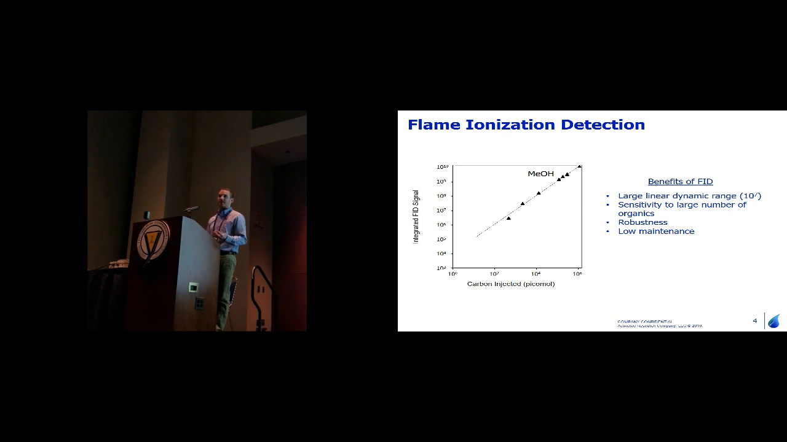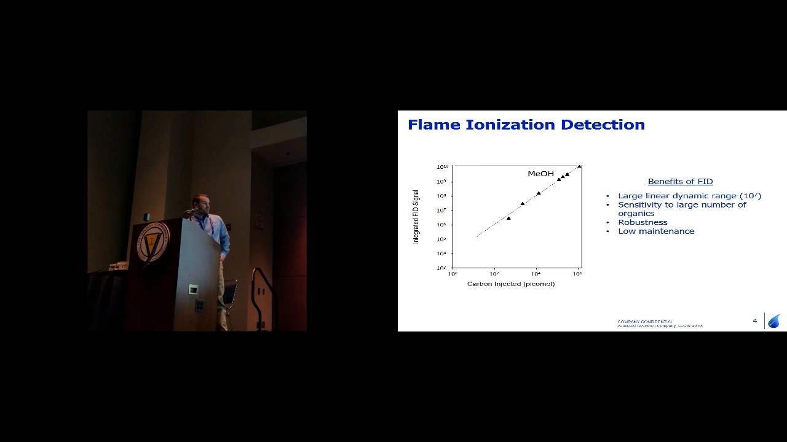This is the most widely used detector for a number of reasons. It has a large linear dynamic range, over 7 orders of magnitude. It's sensitive to a large number of organic compounds, carbon. It also is very robust. It's not easy to break, and if it does break, it's easy to fix. It's pretty simple and very low maintenance.